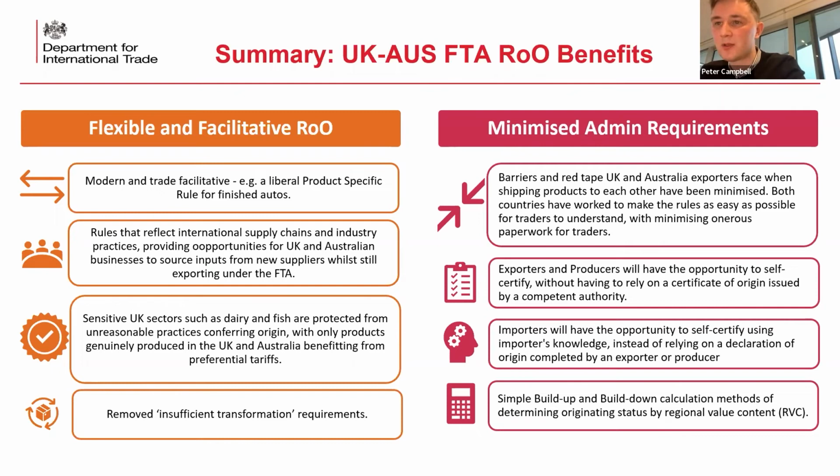And the declaration is self-issued, so traders are not having to rely on a competent authority issued stamp certificate. And then again, simple build up and build down calculation methods for determining originating status by regional value content are found in the agreement. And that's it. Fairly simple requirements, as simple as we can make them, and hopefully very, very easy to understand.